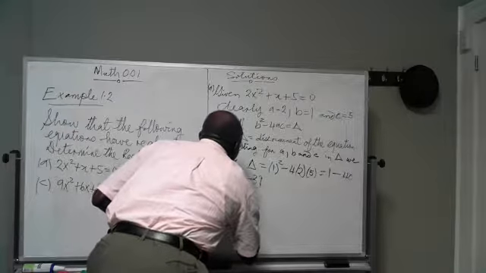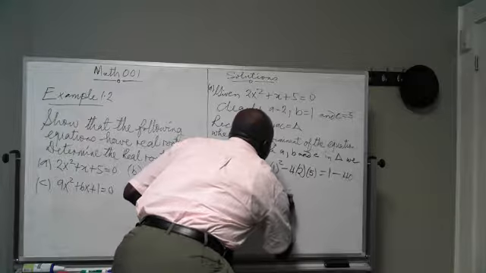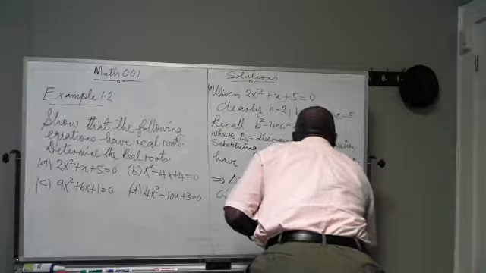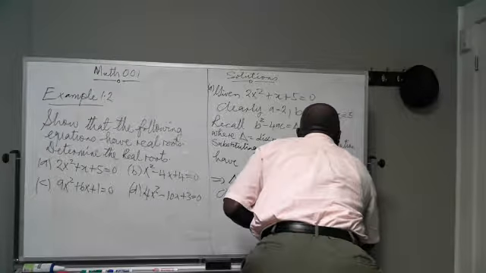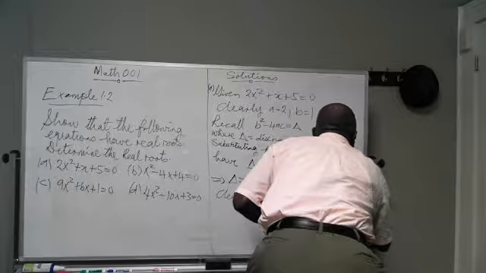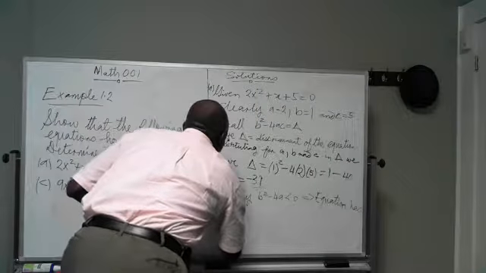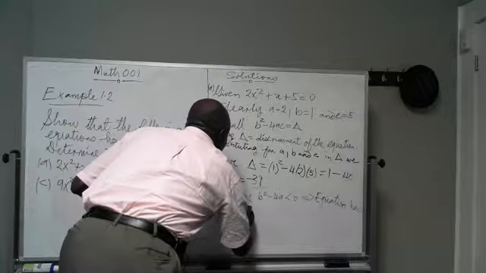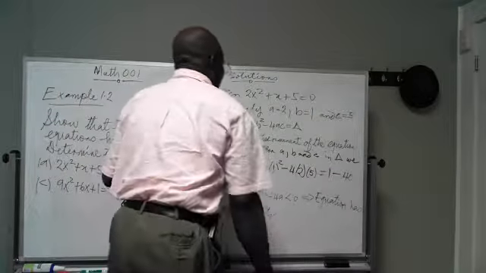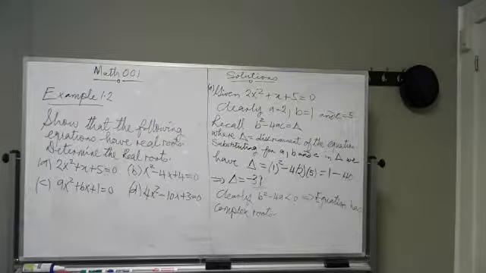Clearly, b squared minus 4ac is less than 0, which implies the equation has complex roots. Take down notes, please. Excuse me for the cough.